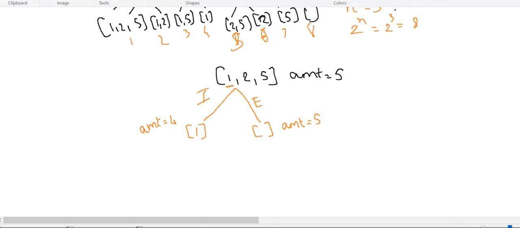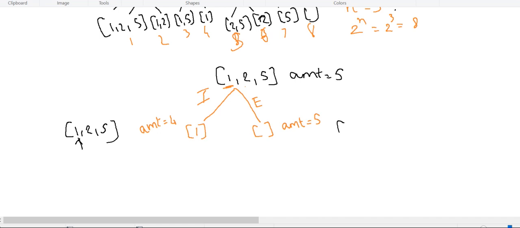Now whenever I'm including 1, what should happen to my pointer in the subsets? We were incrementing the pointer, moving on to the next pointer, but here I'm including the 1. I can still use this 1 again and again, so I'm not going to increment this pointer. My pointer for this will stay here only. My pointer will point to 1 only.